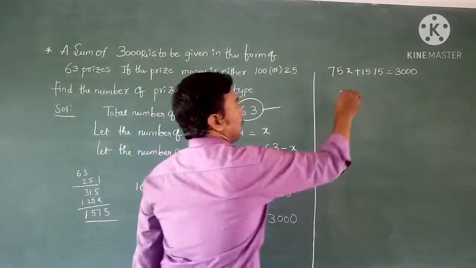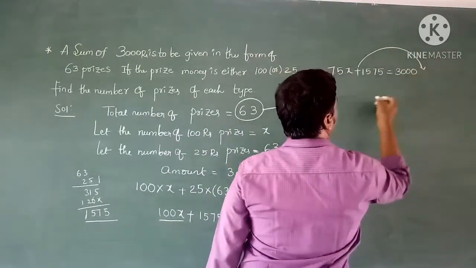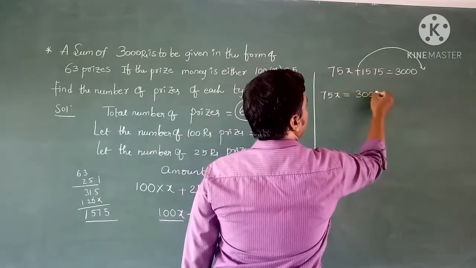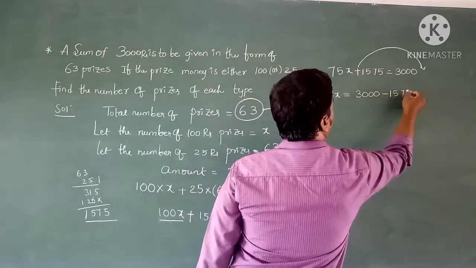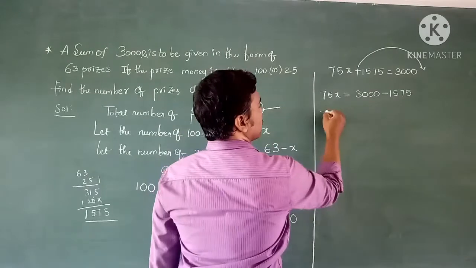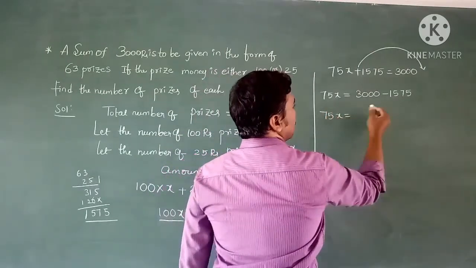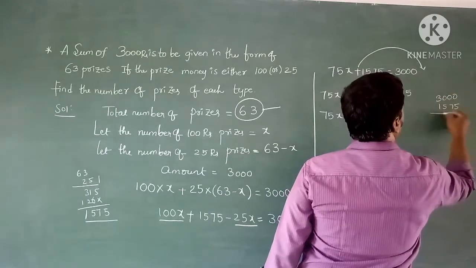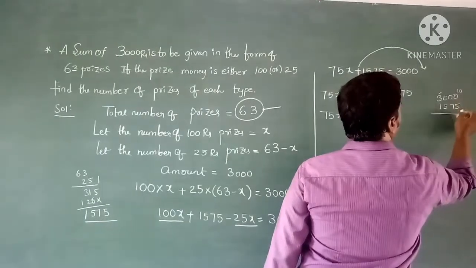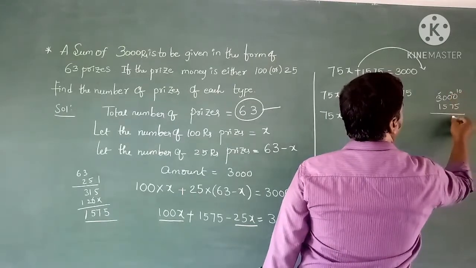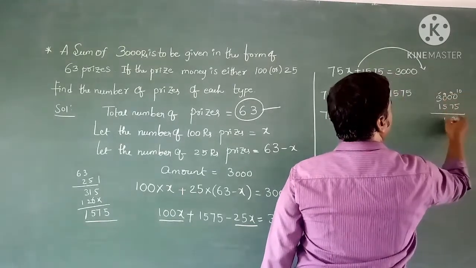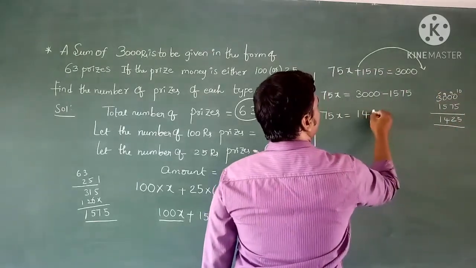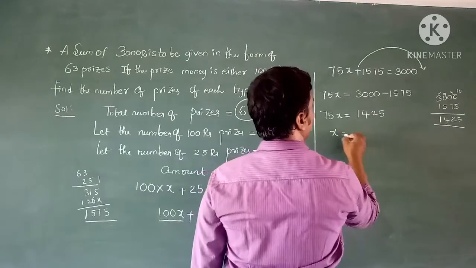I am transposing this plus to this side. So 75x is equal to 3000 minus 1575. Borrowing: 10 minus 5 is 5. Here it is 9, 9 minus 7 is 2. Here also 9, 9 minus 5 is 4. Here it is 2, 2 minus 1 is 1. So 1425, and 75x is equal to 1425.